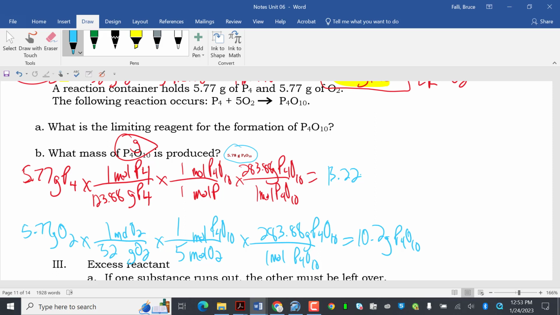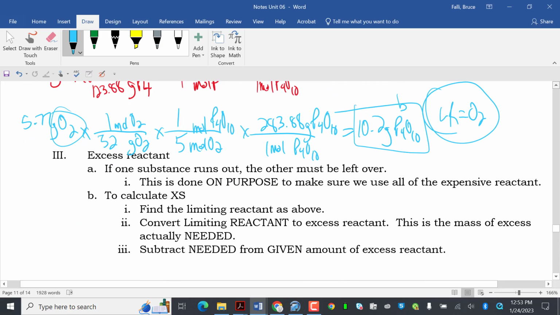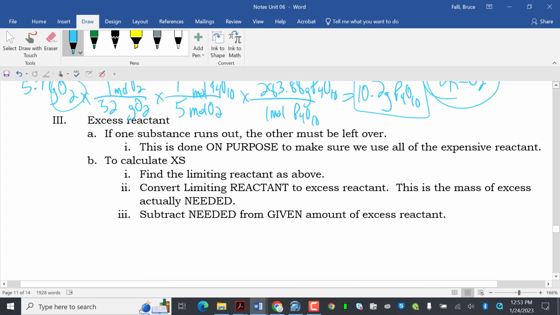So this is the smaller amount. This is how much forms. What mass is produced? This is the answer to B. And my limiting reactant is the reactant that gave us that. Limiting reactant equals O2. If you can find where my mistake went, hit me up for the mathematical miscalculation in just a bit. All right, excess reactant. If one substance runs out, that's the limiting reactant. The other must be left over. That's called excess. This is done on purpose to make sure we use all of the expensive reactant.